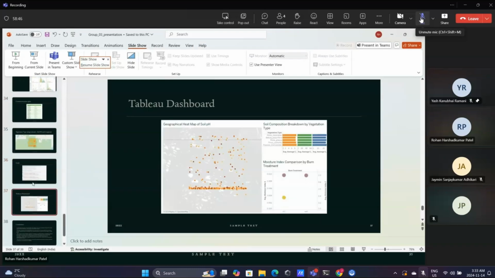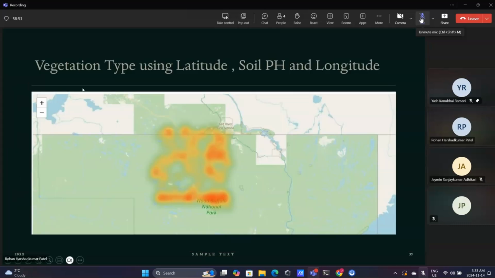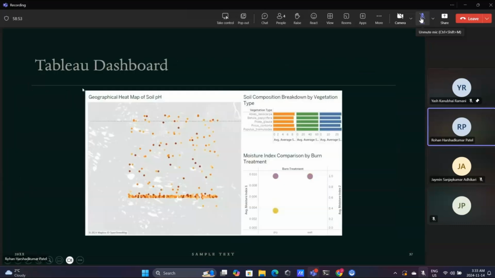The code, and I made the table dashboard to provide an interactive way to explore our results.